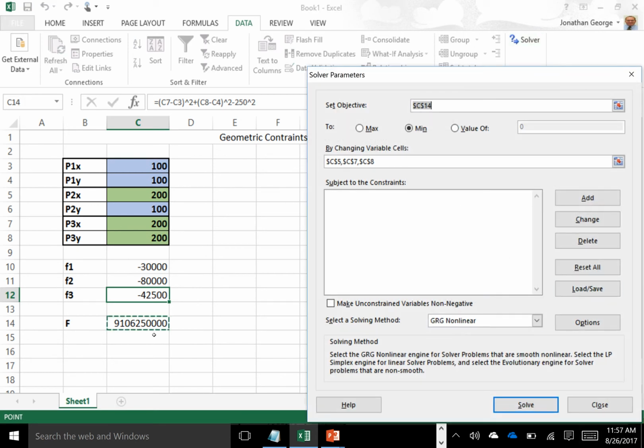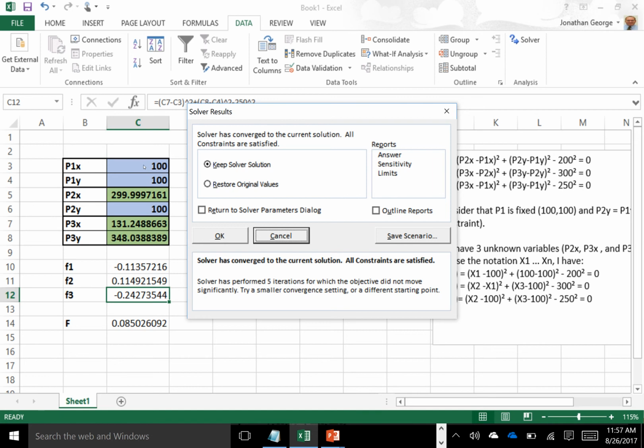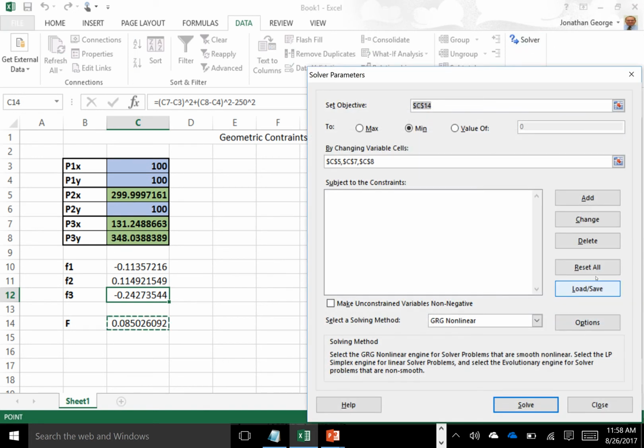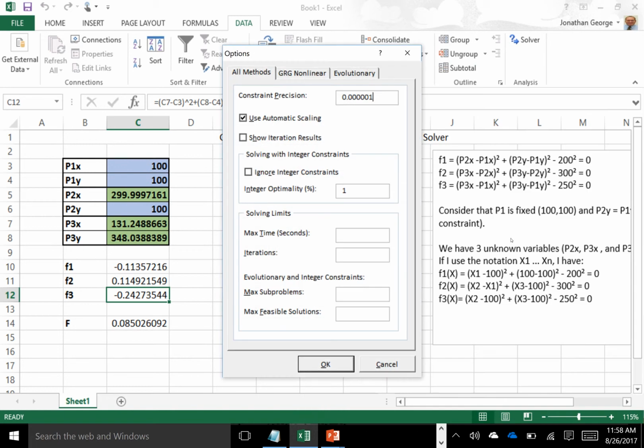Once again, we're trying to minimize the sum of the squared errors by changing these variables that we're interested in. So we'll go ahead and hit solve, and here we go. So here the coordinates of P2x are 300, P3x is 131.24, and P3y is 348. Okay, those numbers are not exactly perfect. That has to do with the options that were used in the method.